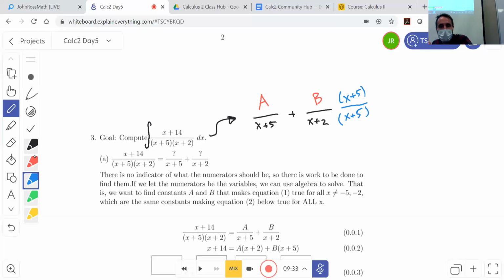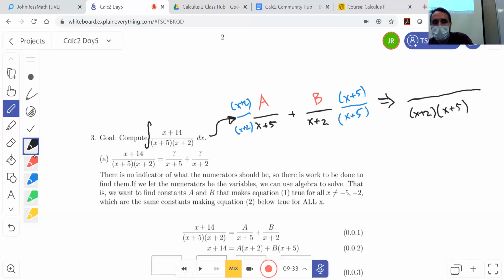And on this side over here, I want to multiply by x plus 2 over x plus 2. So I want to try to create and recombine these using a common denominator in an effort to figure out what A and B need to be. All right, so as I combine those, I'll end up getting this common denominator now of x plus 2 times x plus 5.